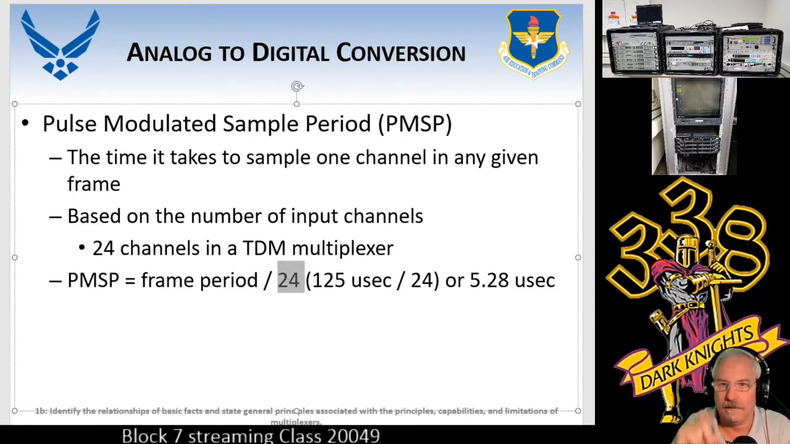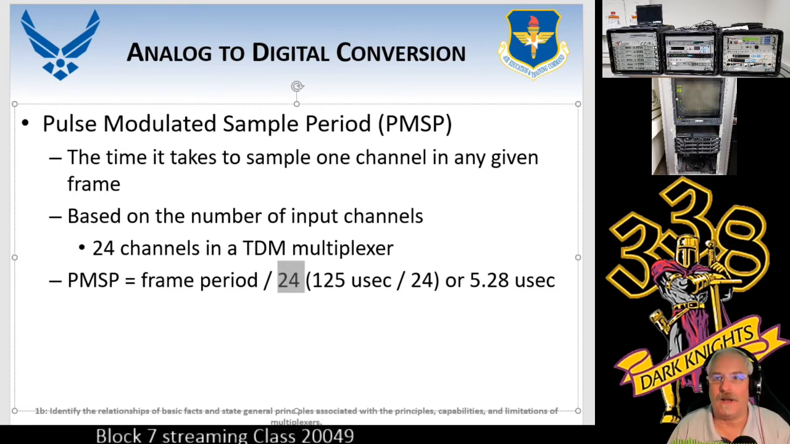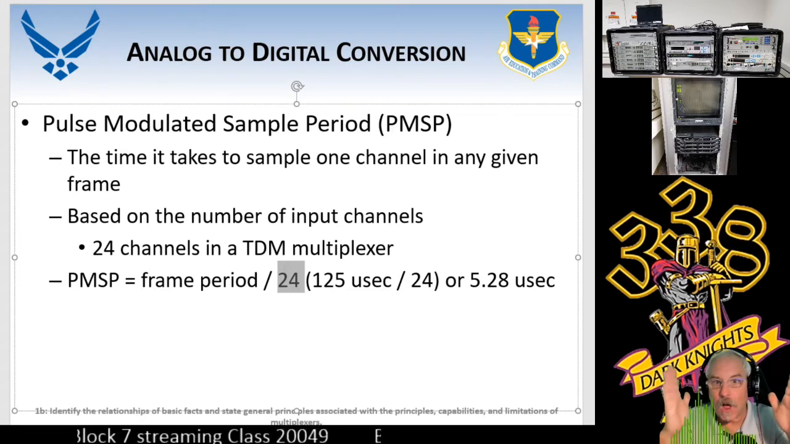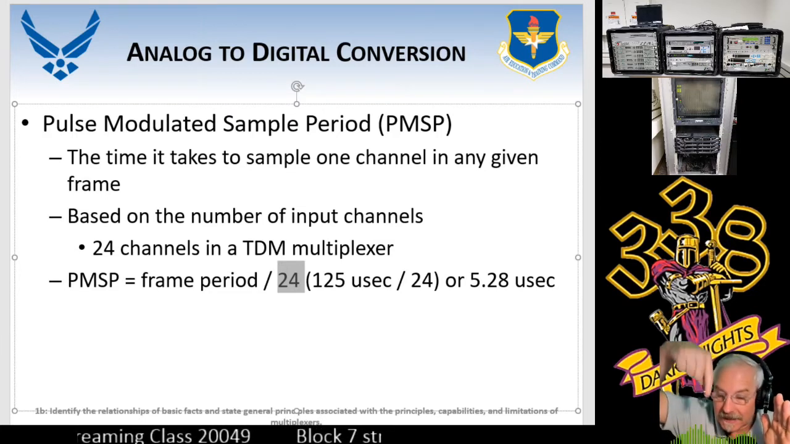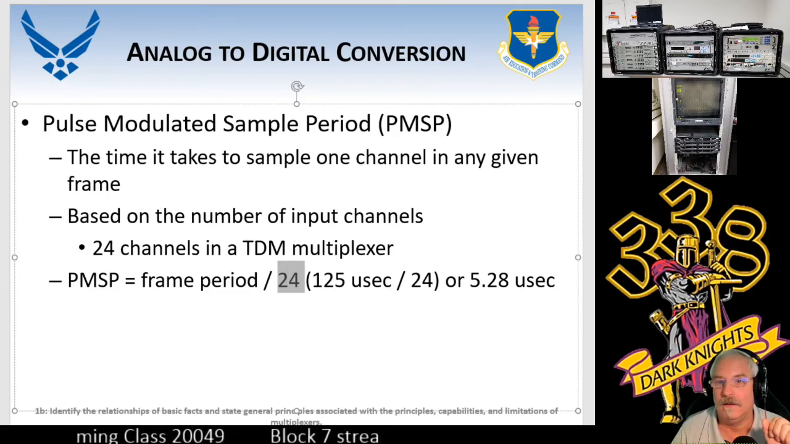That's pretty confusing. Okay. Frame period is all the channels. Pulse modulated sample period is select one of those channels. That's how long it took to sample that one.